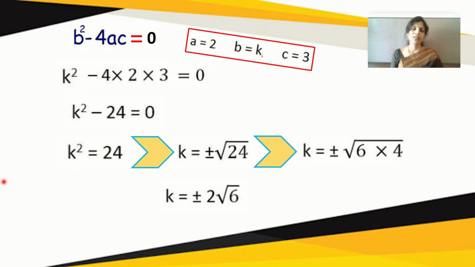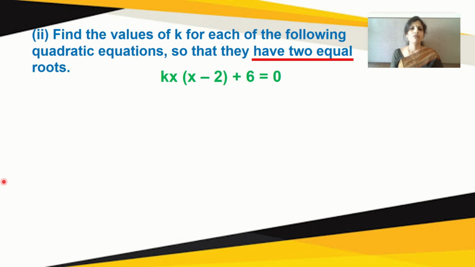Okay? I hope you all understood this, because this is supposed to be the most important question from quadratic equation, and you will 100% see such type of sum in the exam. Okay, the next one. Find the values of k for each of the following quadratic equations so that they have two equal roots. Now can you recollect the condition for the quadratic equation having two equal roots in terms of discriminant? I'm sure you must have recollected.